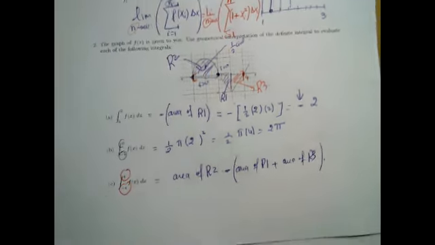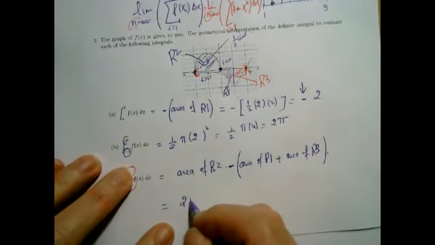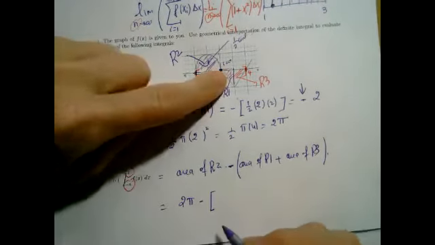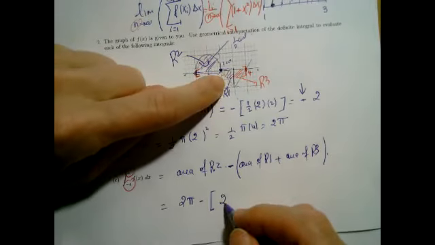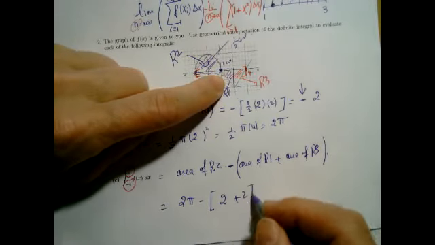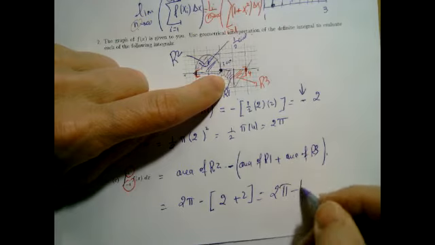Okay. Now we find it. The area of R2 is 2 pi. Minus, now the area of R1, it's 2. Area of R3 is actually the same thing. It's 2. So it's 2 pi minus 4.